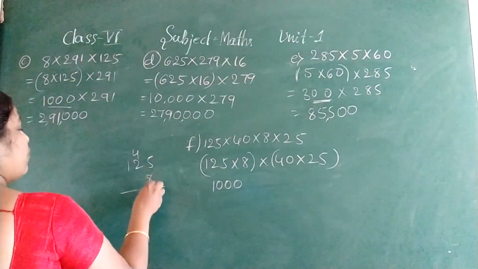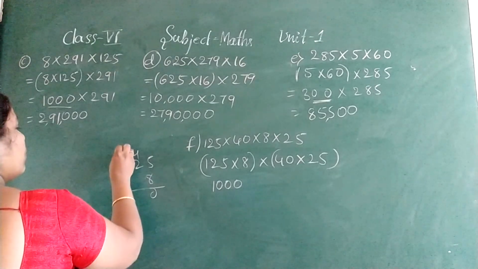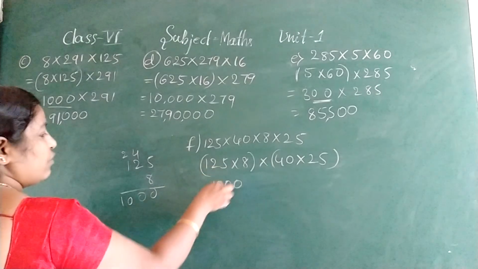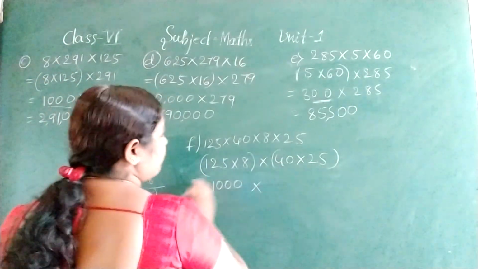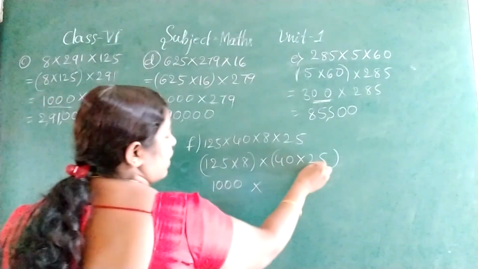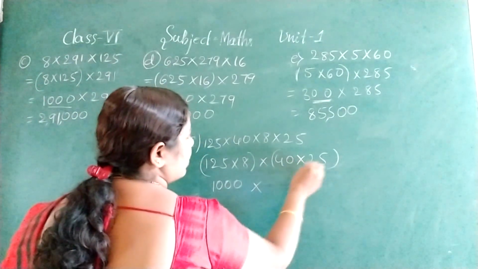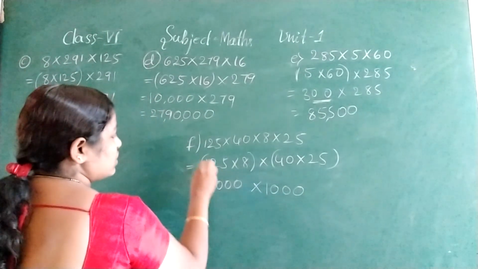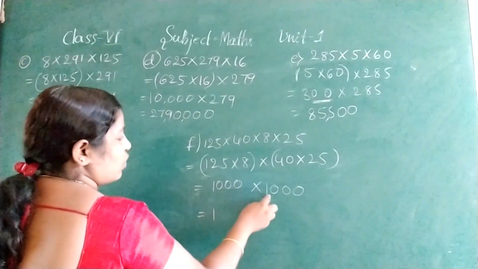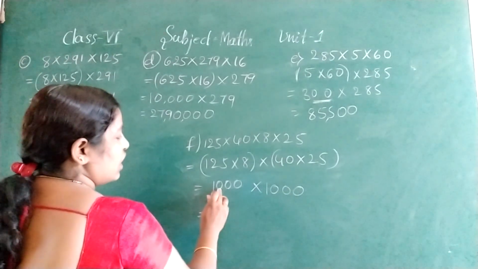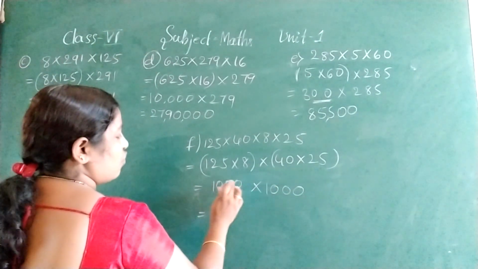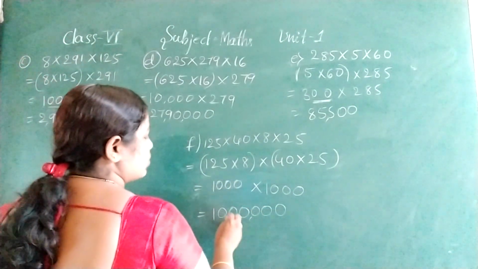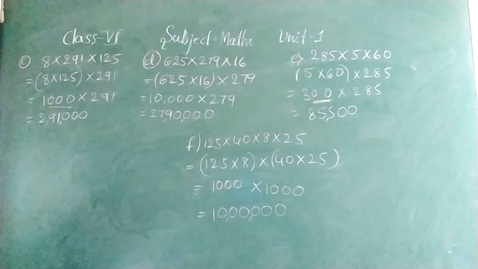8 5s are 40. 8 2s are 16 plus 4, 20. 8 1s are 8. Then 10. So this will be 1000. 40 25s are: 25 zeros are 0, 25 4s are 100. So 1000 into 1000. So 1 you write, 1 ones are 1. After this, write how many zeros? 1, 2, 3, 4, 5, 6. So there are totally 6 zeros. 10 lakh is the answer.